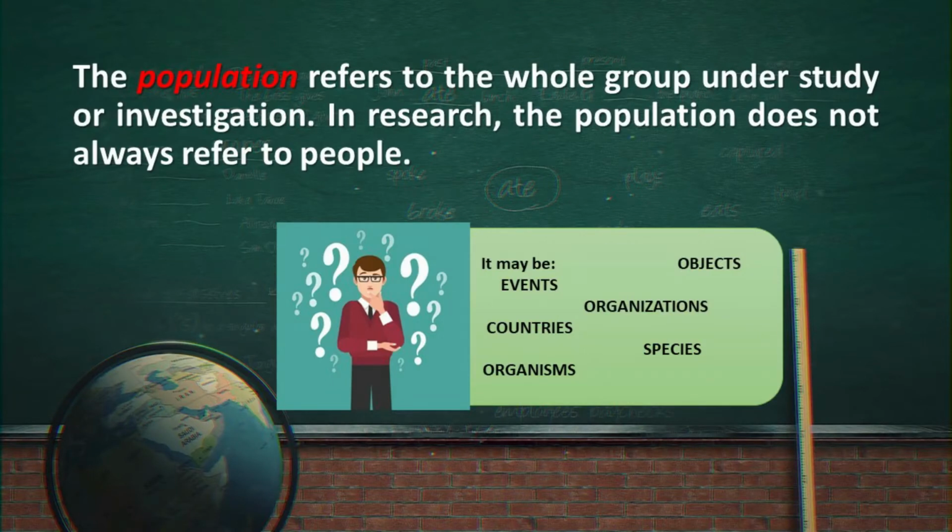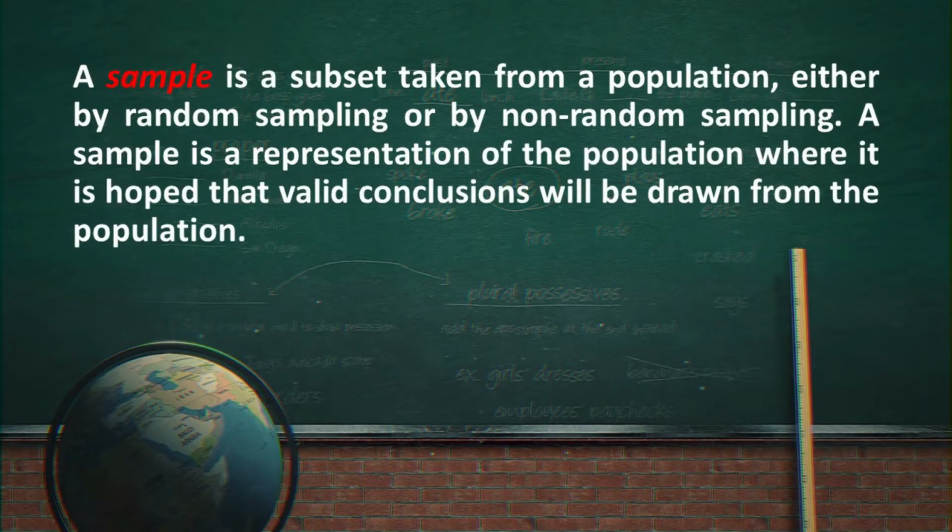The population refers to the whole group under the study or investigation. In research, the population does not always refer to people. It may mean a group containing elements of anything you want to study, such as objects, events, organizations, countries, species, organisms, etc. A sample is a subset taken from a population, either by random sampling or by non-random sampling. A sample is a representation of the population where it is hoped that valid conclusions will be drawn from the population.